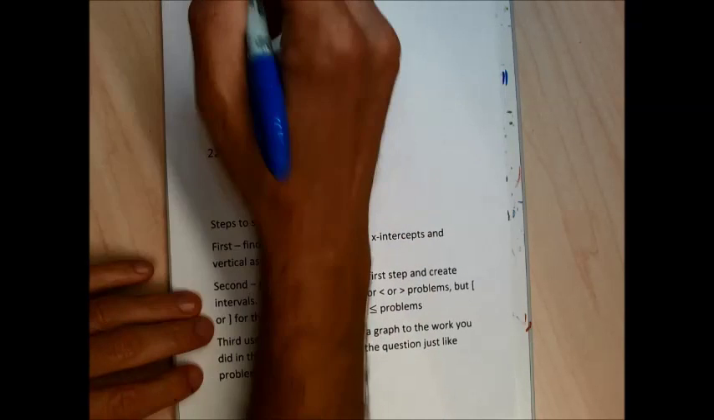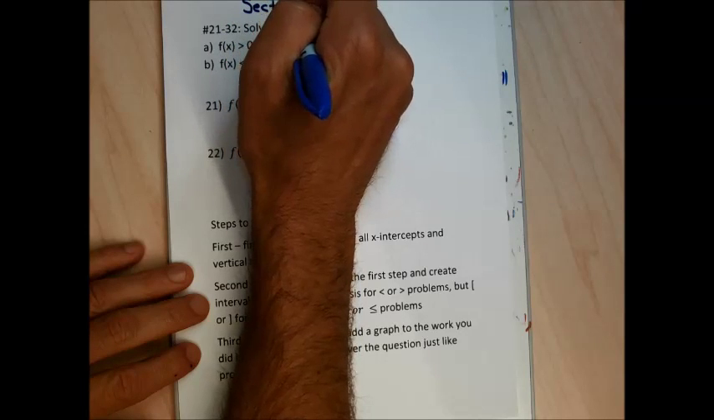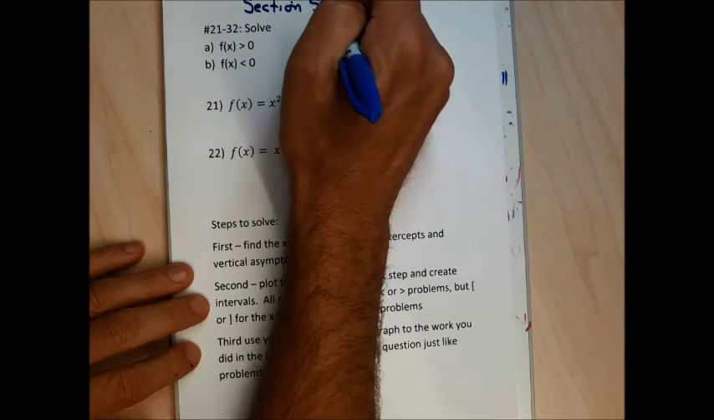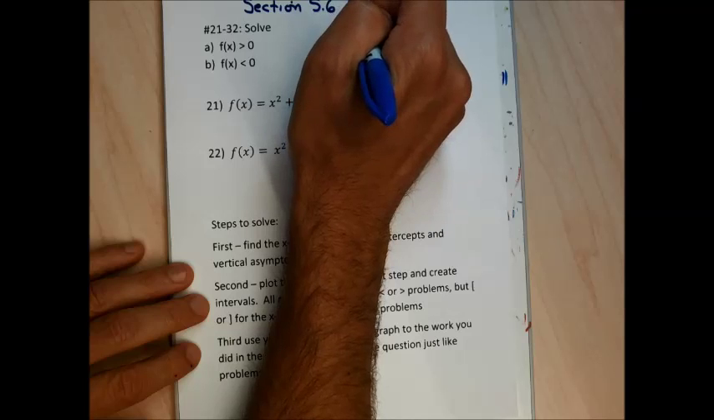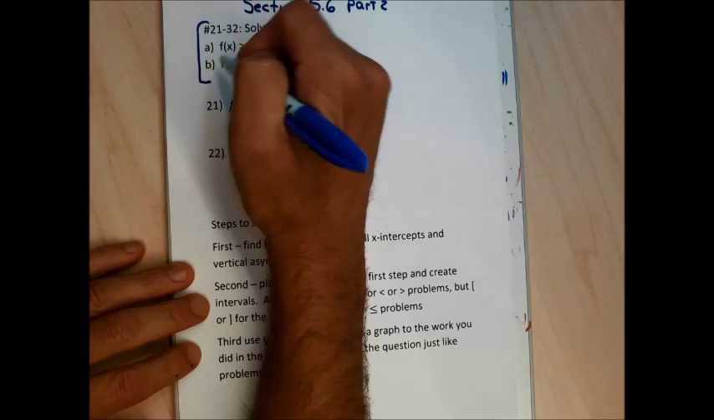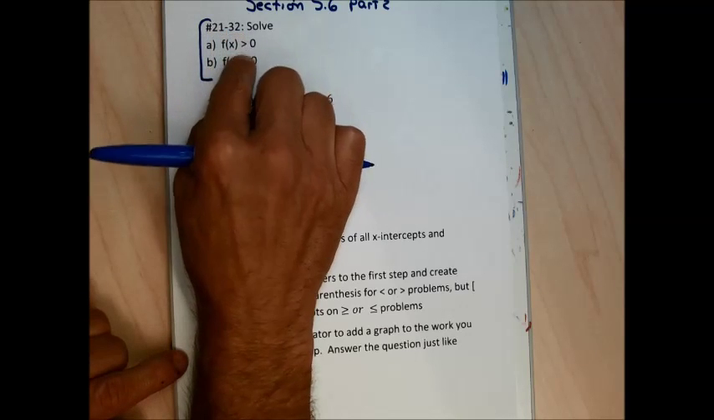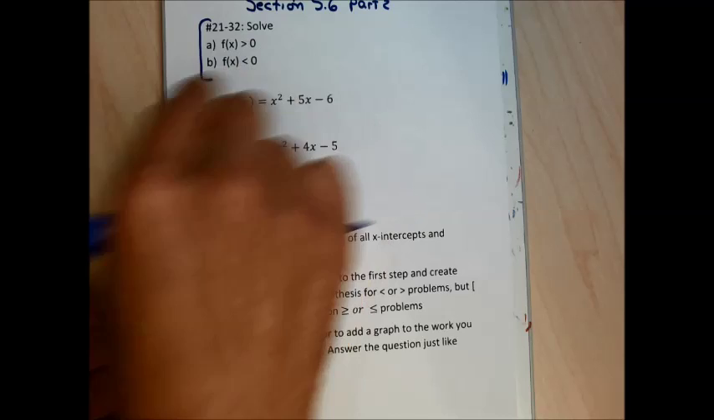So this will be the end of section 5.6. It's part 2. And if you didn't look at the problems, and if you just looked at the instructions, it's going to look a lot the same. The instructions for 21 through 32 are the same as the instructions from 1 through 8.